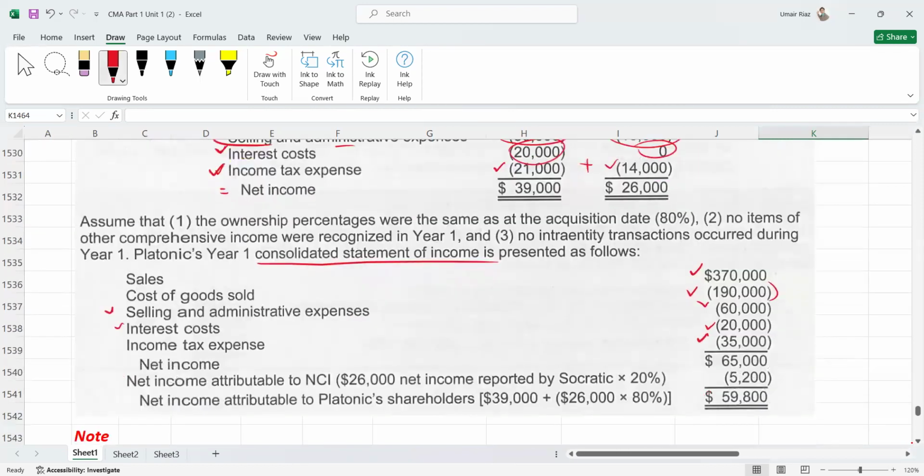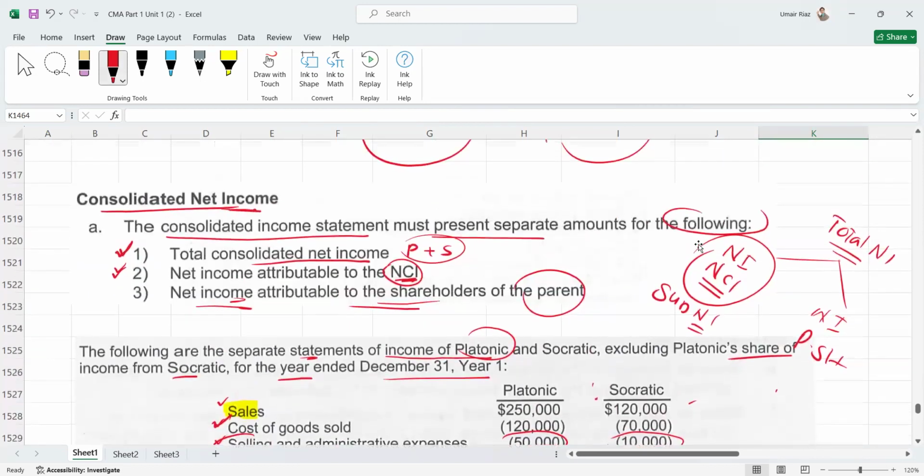And now this is called net income. So this was the first thing I told you. First, this is called consolidated net income. And I told you whenever you have a net income, you have to show three figures. Which three figures? The first figure you have to show.